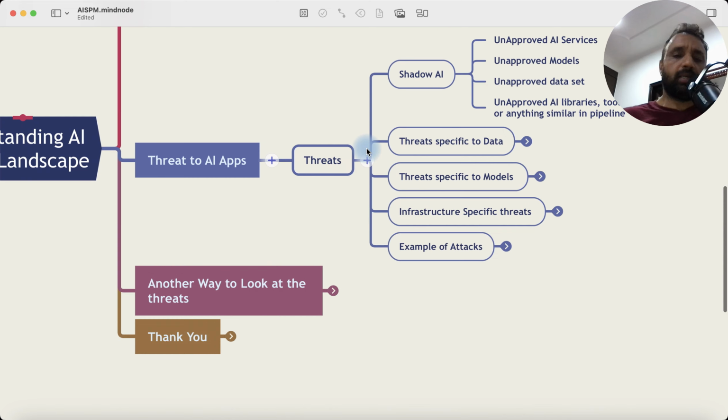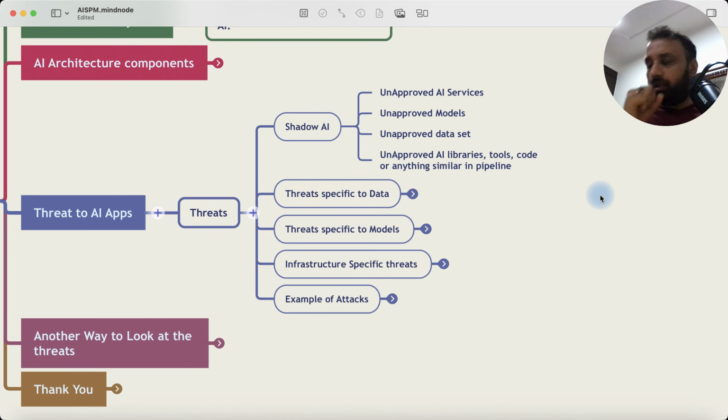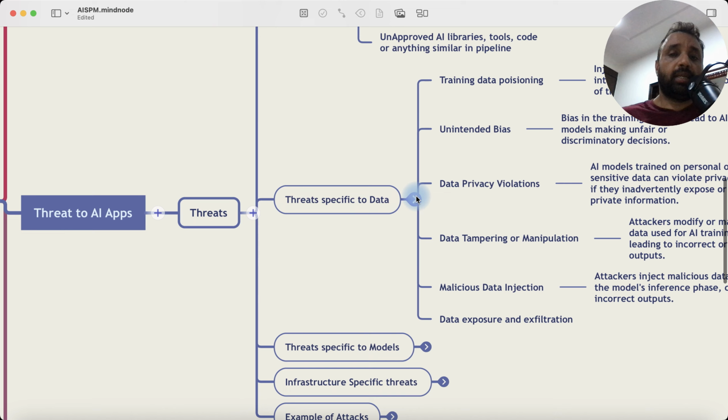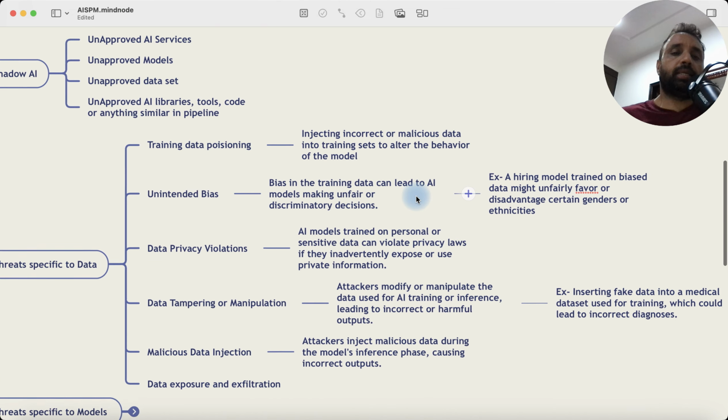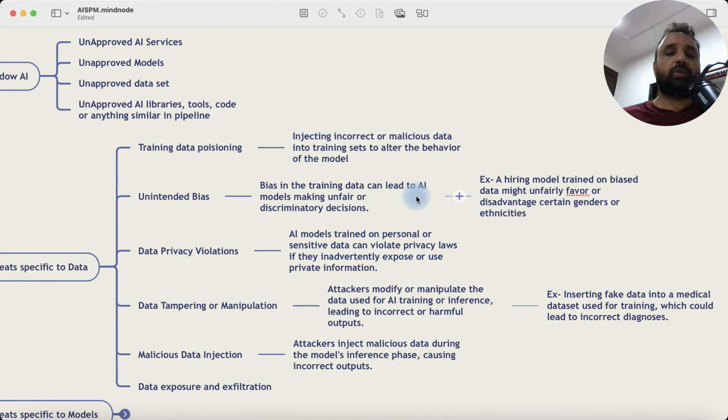So threats can be categorized into various subcategories. Starting with shadow AI, this is essentially use of unapproved AI services, unapproved models, unapproved data sets, unapproved AI libraries, tools, code or anything similar in the AI pipeline. The second category of threat could be threats specific to data. Now, this can include the poisoning of the training data, which is all about injecting incorrect or malicious data into training sets to alter the behavior of the model.